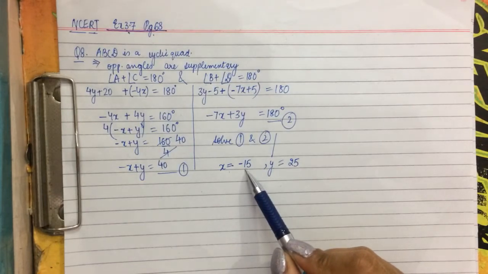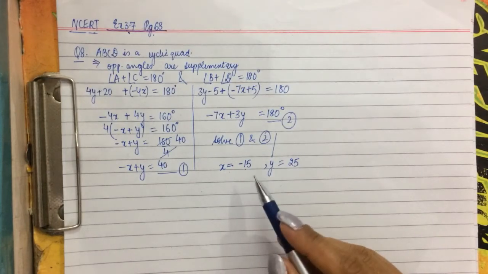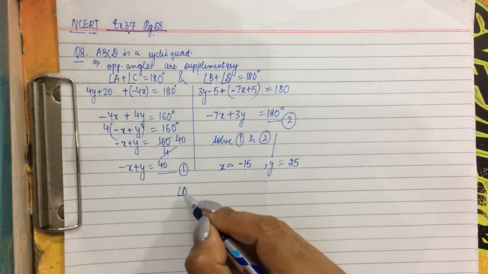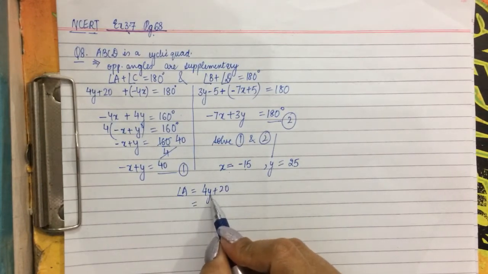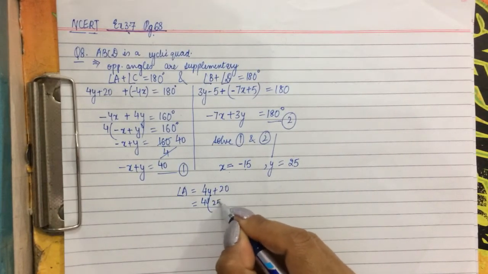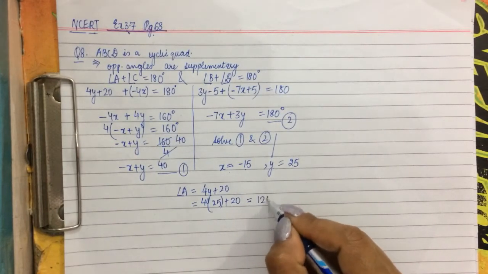Now you need not worry that x is negative. X is not an angle. X is only being used to find the angles. So it can be negative. Let's find out the measures of the angles. Angle A is given by 4y plus 20. Use the value of y, 4 into 25 plus 20. So this will be 120 degrees.